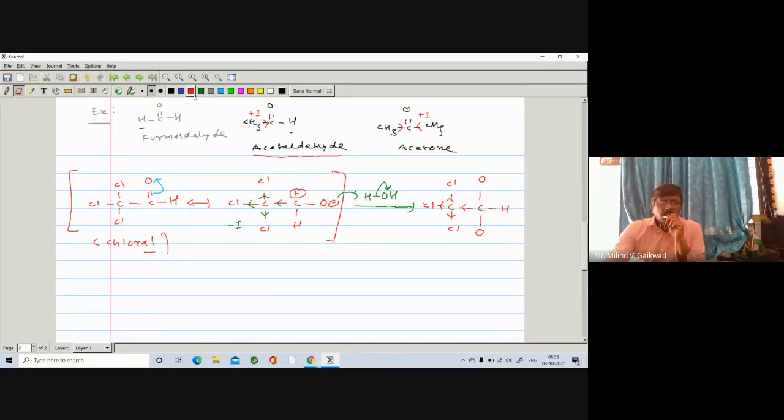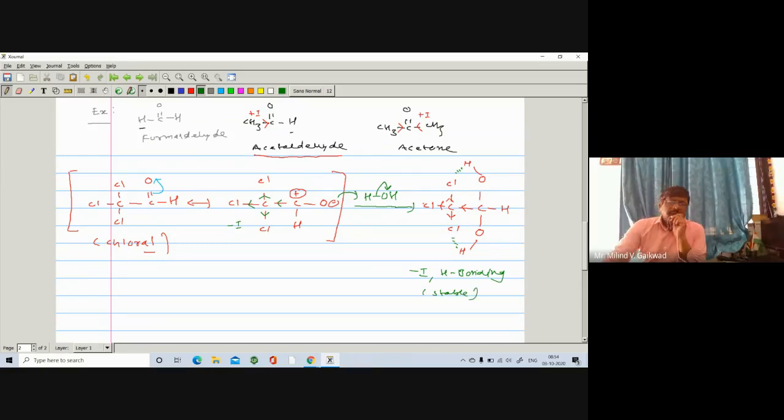Then we can write one more point. Here is the H, right? So you'll find again Cl negative, H positive. So they are also stabilized by the hydrogen bonding. So due to the minus I effect and due to H bonding, the hydrate form is found to be more stable.